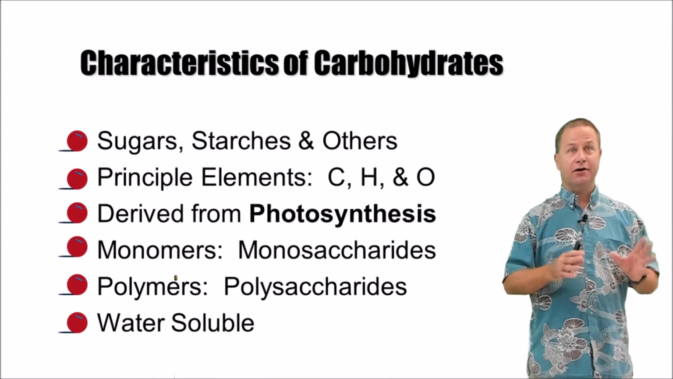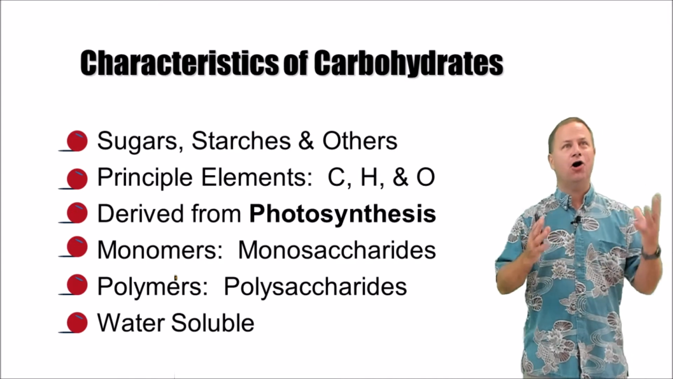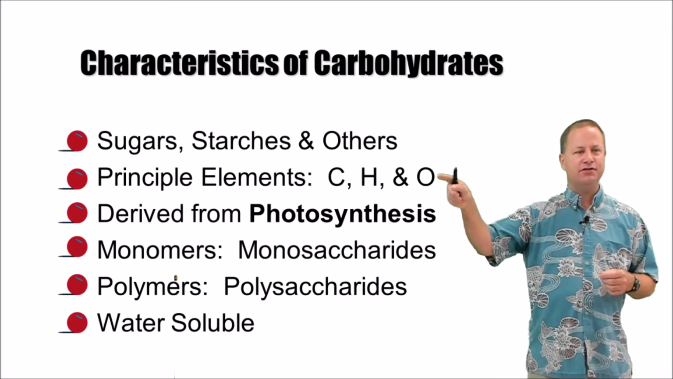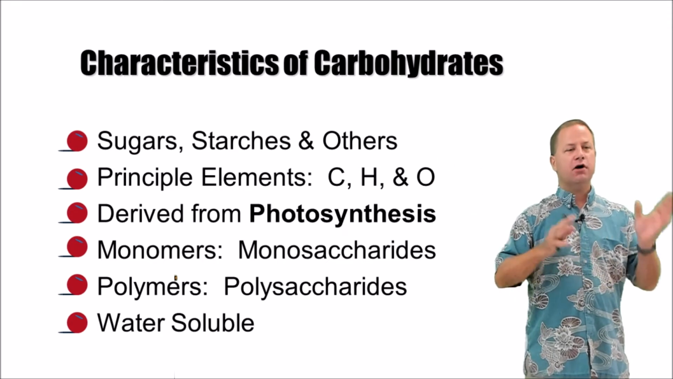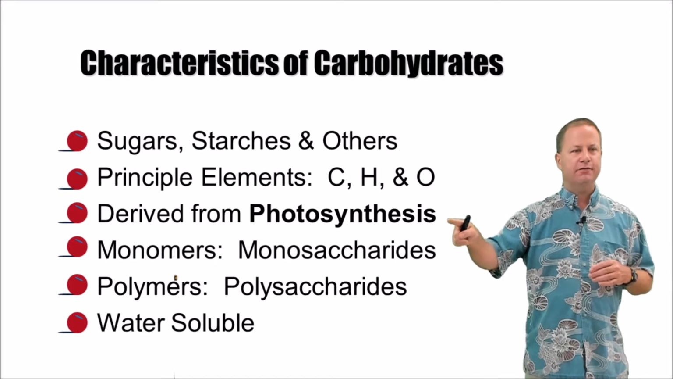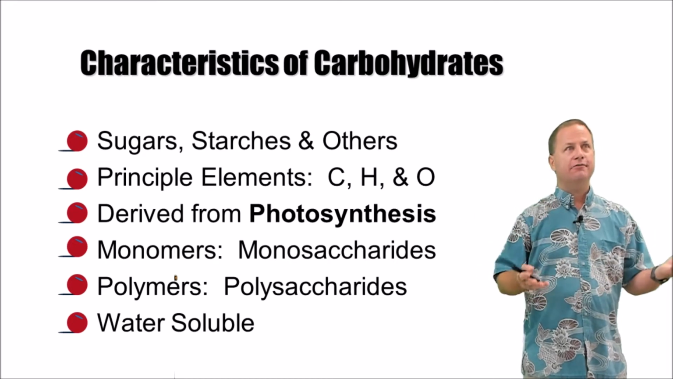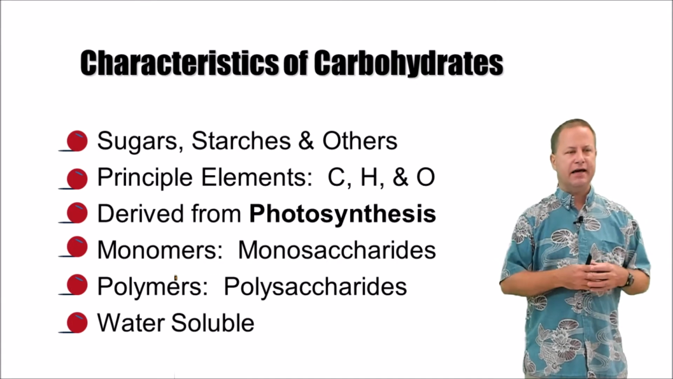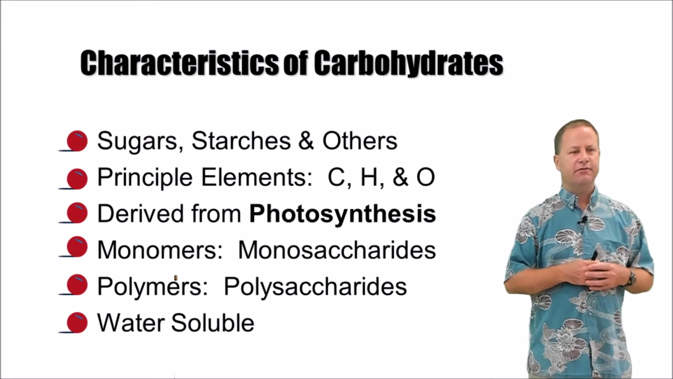The elements here should be no surprise. They're called carbohydrates, so it has carbon and hydrogen, but it also has some oxygen there as well. Now, most carbohydrates we're going to talk about are derived from photosynthesis, right? They're derived from a plant that made, let's say, sugar, or it made starch or something like that. So most of what we're talking about is derived from photosynthesis.